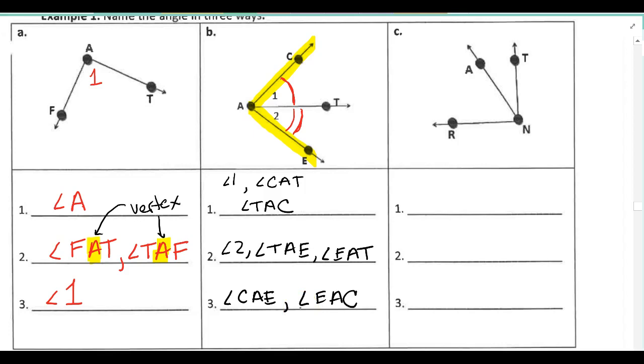All right, go ahead and pause the video one more time and see what you can do for the 3 different angles in part C. And when you restart the video, we can compare our answers. So pause the video now and give that a go.